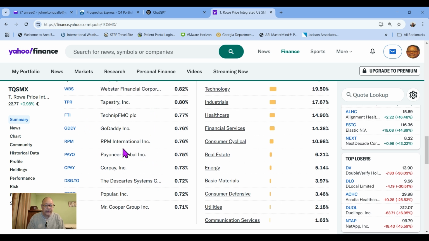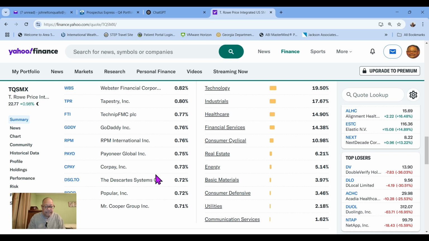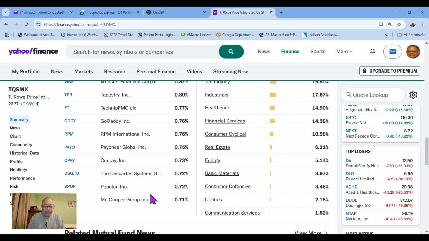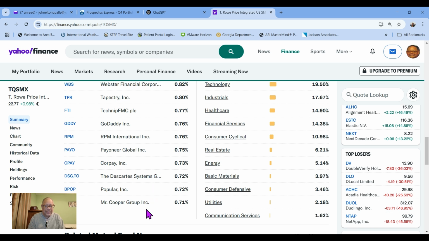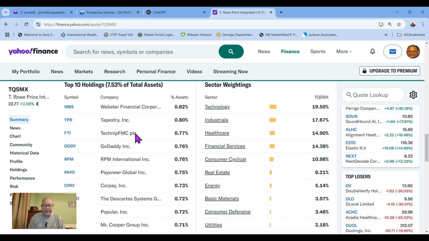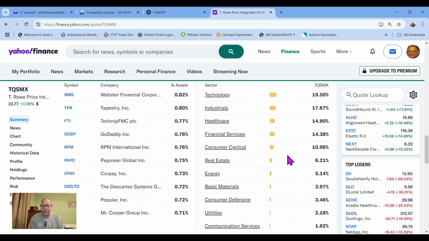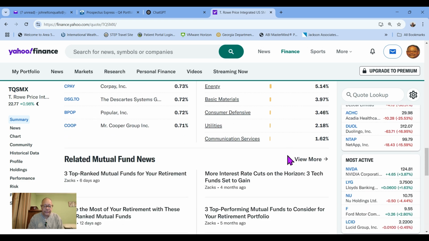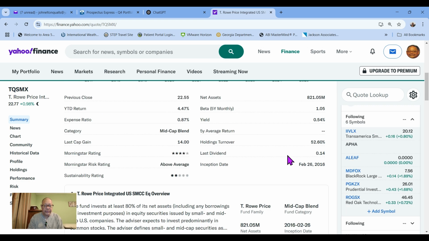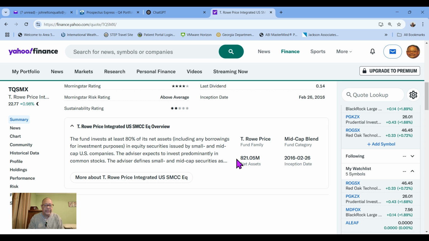Some of these companies I haven't heard of. GoDaddy, that is websites and licensings of the domain names for the websites. Mr. Cooper Group Incorporated, I've never heard of them. Webster Financial. And here's the mix over here. So this is a pretty good diversified mutual fund here. So you can see how you can expand yourself out, and it tells you that.